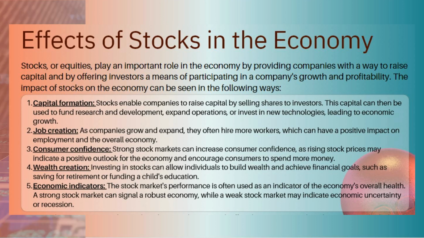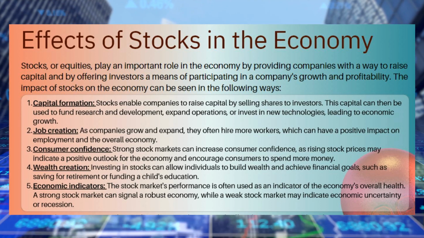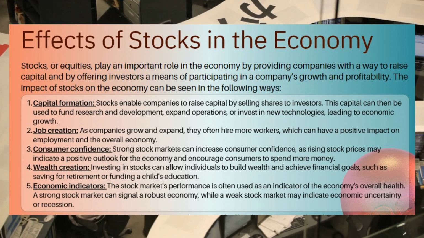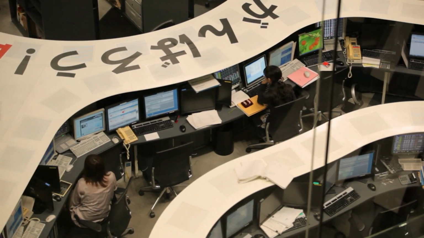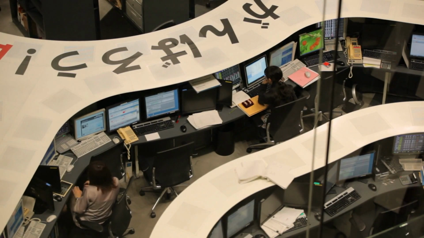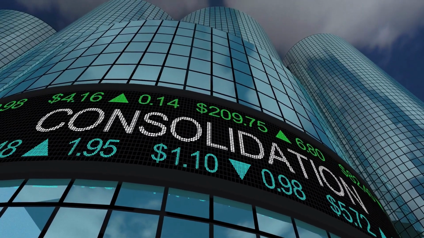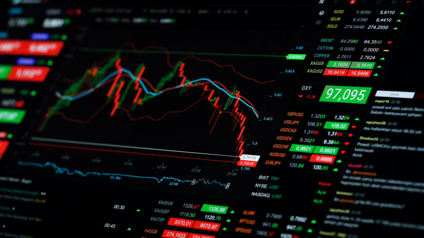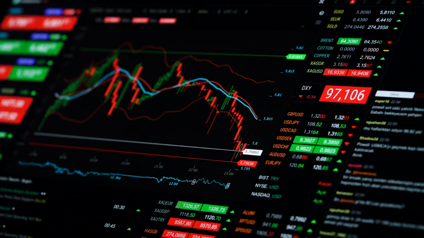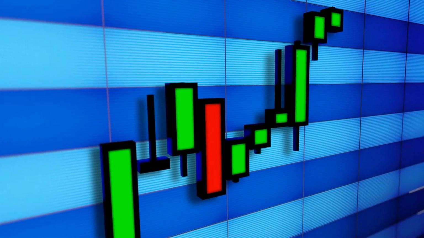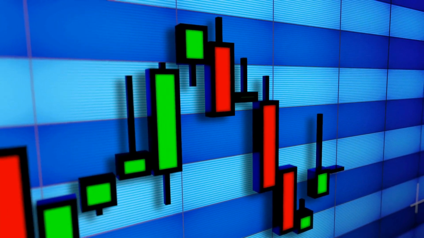A strong stock market can signal a robust economy, while a weak stock market may indicate economic uncertainty or recession. However, it is important to note that stock markets can also negatively affect the economy. Stock market crashes and volatility can lead to economic downturns, and excessive speculation or market manipulation can negatively affect the economy. Overall, stocks play an important role in the economy by providing companies with a way to raise capital and investors with a means of participating in a company's growth and profitability.